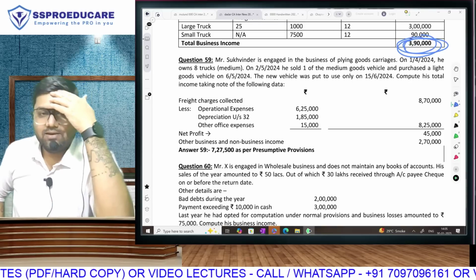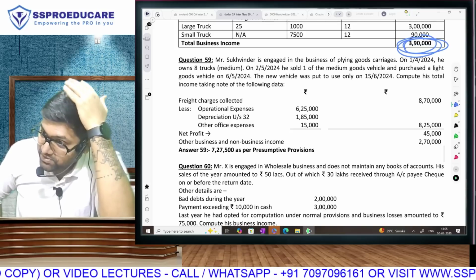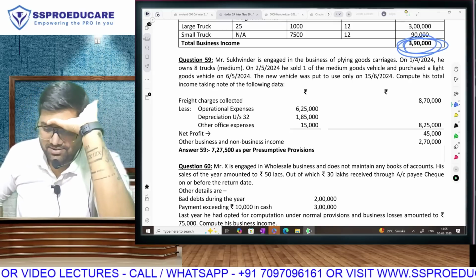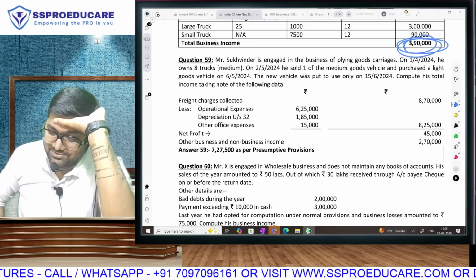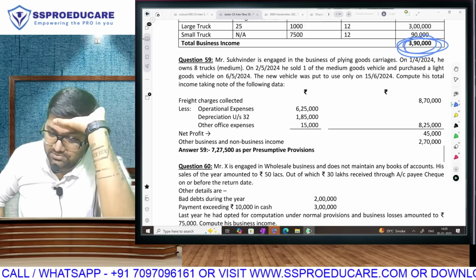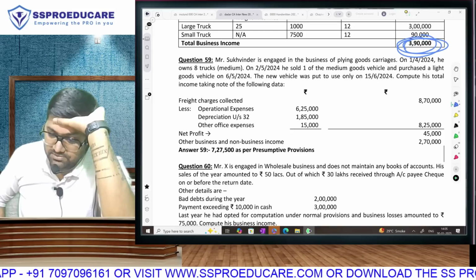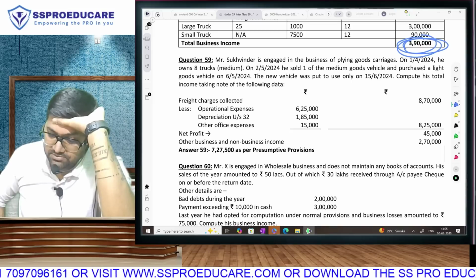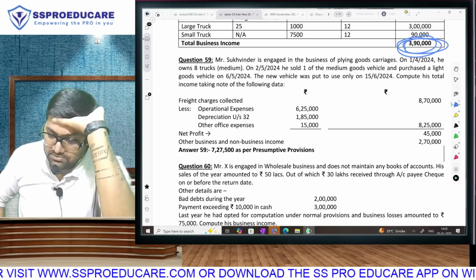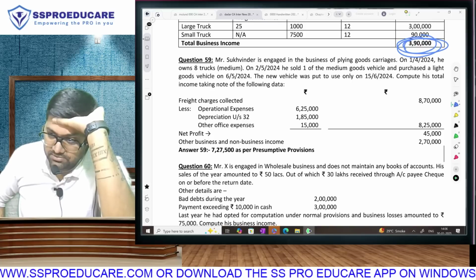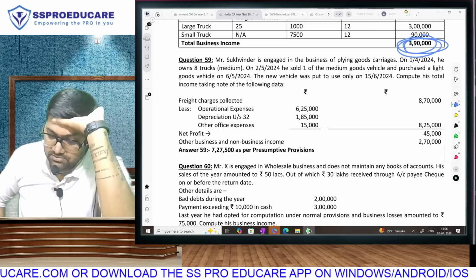On 1st April 24, he owns 8 medium trucks. On 2nd May 24, he sold one of the medium goods vehicles and purchased a light goods vehicle on 6th May 24. The vehicle was put to use only on 15th June 24. Compute his total income taking note of the following data. Trade charges collected 8,70,000, less operating expenses 6,25,000, depreciation under section 32 1,85,000, other office expenses 15,000, net profit 45,000, other business and non-business income 2,70,000.